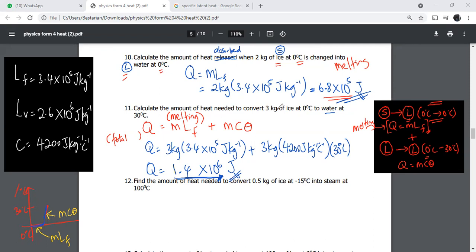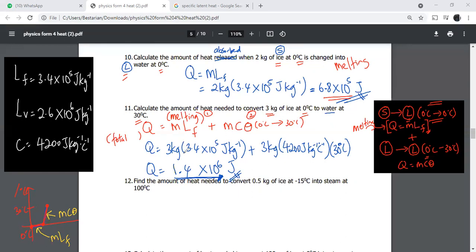Calculate the amount of heat needed to convert 3 kg of ice at 0 degrees Celsius to water at 30 degrees Celsius. So it clearly shows the ice started at 0 degrees Celsius, completely melted, and the temperature increased to 30 degrees Celsius. There are two stages involved here. First, to melt is ml, and to increase the temperature from 0 to 30 is mc theta. Stage 1 is to melt it. Stage 2 is to increase the temperature from 0 degrees Celsius to 30 degrees Celsius.